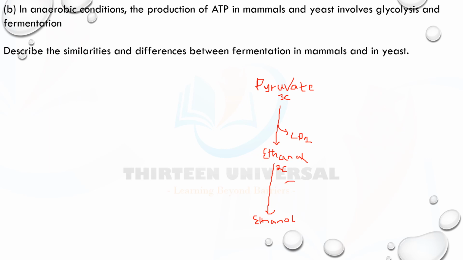Now, how is it reduced? NADH donates hydrogen. Remember that its role is to dump hydrogen to regenerate NAD so that glycolysis can continue. That is the reason for fermentation. So we're going to regenerate our NAD. You know how this works, guys. The hydrogen is added to ethanal to form ethanol. This is one of them.